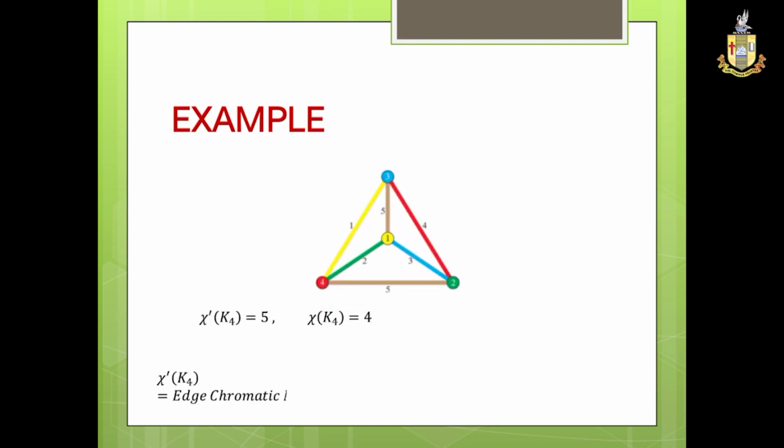So next we are going to see one example. Here is an example. This is a complete graph with 4 vertices. Here there are 4 vertices and 6 edges. We have to color the edges. Since it is a complete graph, if you take one vertex, then that vertex will be adjacent to all the other 3 vertices. So that is called the complete graph. We are going to color.